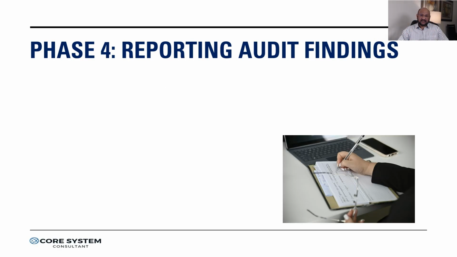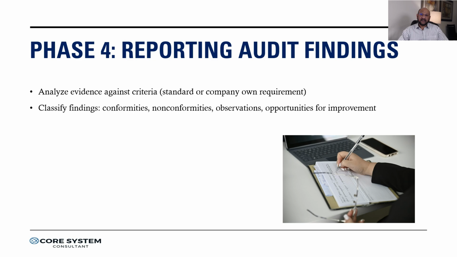Then the last part of the audit execution is reporting the audit findings. Towards the end of the audit, all the auditors and the audit team leader gather and analyze all the evidence that has been collected against the criteria, which can be the standard or company-owned procedures. And then they classify their findings. The findings can be classified as conformities, non-conformities, observations, and opportunities for improvement.